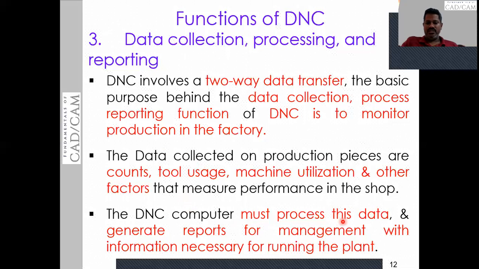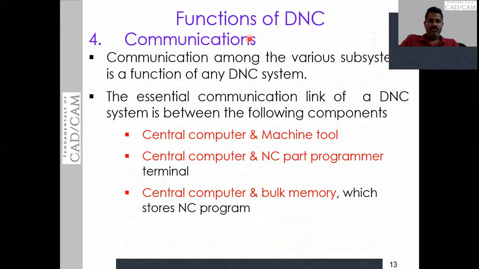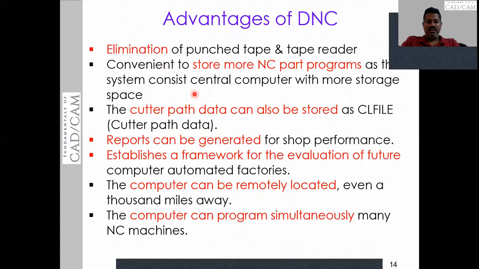The DNC computer must process this data to generate the report for the management, as I said just now. Next, the fourth function, that is communications. Communication among the various subsystems is a must for any DNC. As I said, it must be able to communicate between the machine tool and the NC part program. It must be able to communicate with the bulk memory, where all the programs are stored. So communication is also one of the requirements.